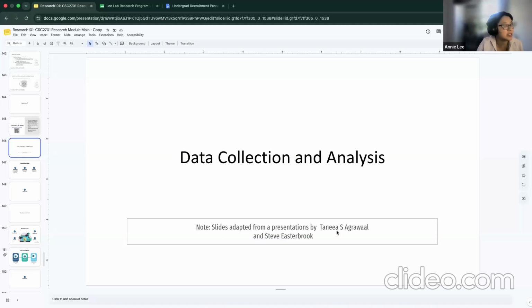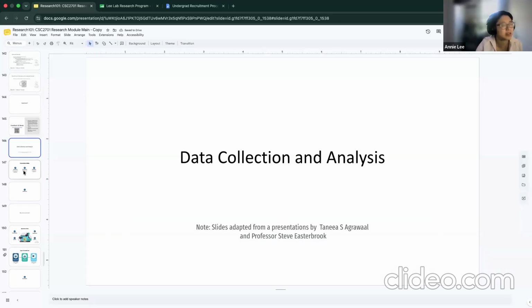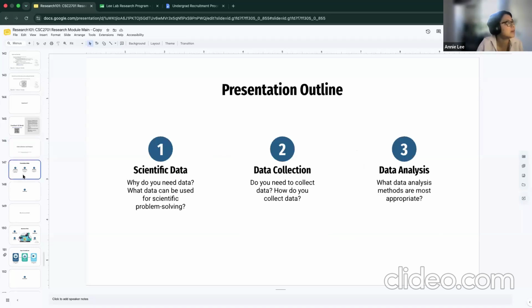So these slides are from Tania Agarwal and Professor Steve Easterbrook from the University of Toronto. I think Tania just won a SRI scholar, like a PhD scholarship, and Steve Easterbrook works on climate and responsible AI. Okay. So we'll talk about scientific data and why we need it, and then data collection and then data analysis.